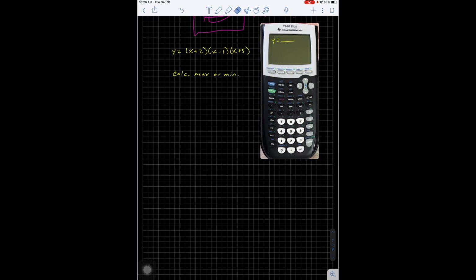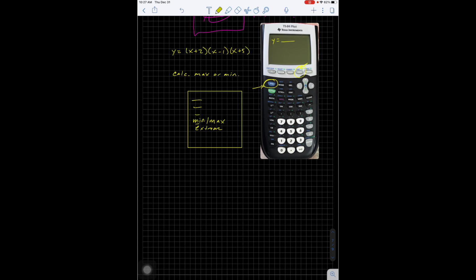What you want to do to calculate the max and the min is hit your second function and then your calculate button. See that blue right there? The second function accesses anything in blue. So second function, and then that blue says calc. That's calculate. And when you hit that, you're going to get a screen with a bunch of options in it. And the one you're looking for is min, max, or it could say extreme.